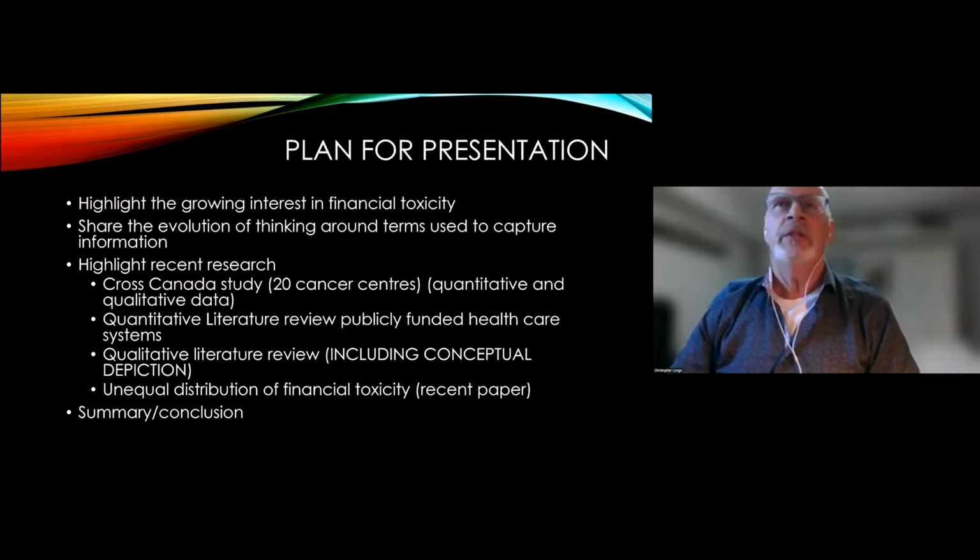So what I'm really hoping to do here is highlight, firstly, the growing interest in financial toxicity, and then share the evolution of thinking around some of the terms used to capture this information. And then I'm going to look at some research. So the cross-Canada study that I mentioned before, the quantitative and qualitative data. I've certainly presented the quantitative data before, but the qualitative data I haven't presented, at least not in this venue. Then talk about some quantitative literature reviews, work that we did, some qualitative literature review, and then a more recent publication called Unequal Distribution of Financial Toxicity, which gets into a different dimension of the whole discussion around financial toxicity.